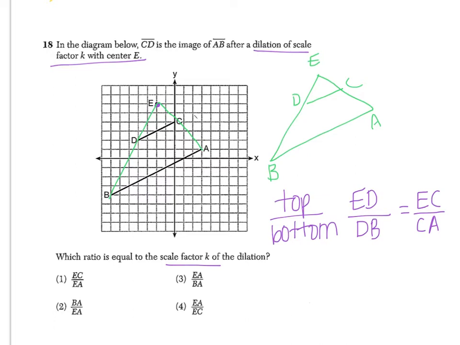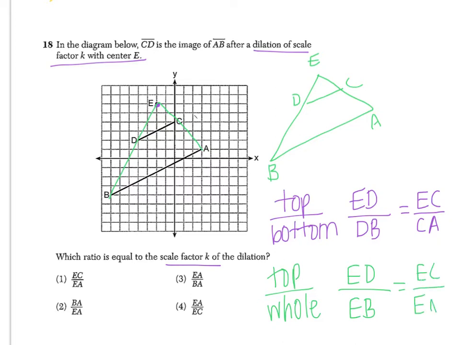So now let's consider, top over whole. There's a lot of options to consider here. I'm just thinking about different parts of the triangle. So the top, again, ED, over the whole side, EB. ED over EB. Not a choice. Okay, so let's try the right side of the triangle. EC, top over whole EA. EC over EA. That's choice 1.